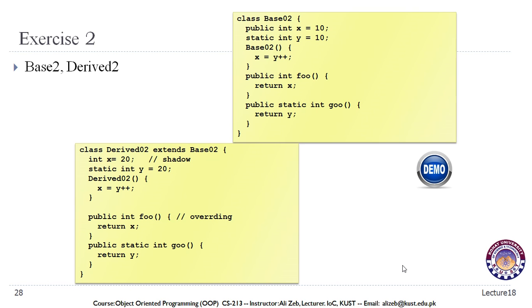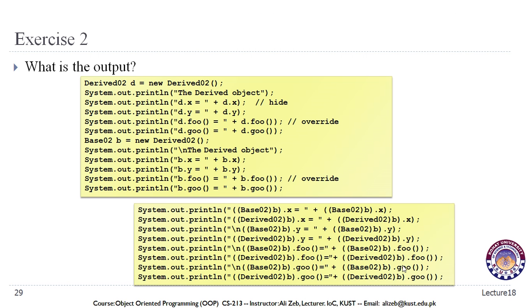This will conclude our lecture on static and dynamic binding and casting. We will continue our discussion of exceptions in our next lecture.